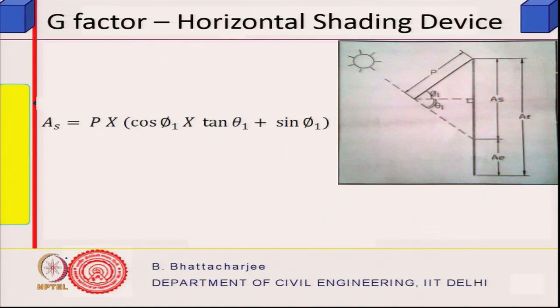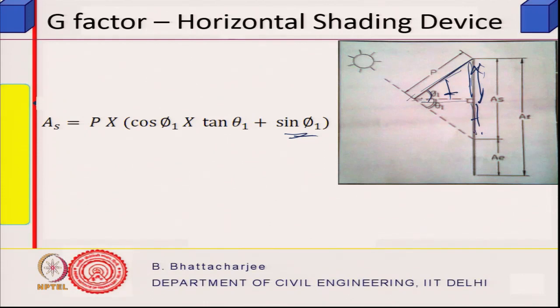So AS then is equal to, from geometry simply, P sin theta, right? P is the length of the inclined shading device. So how much is this one? AS is equal to this plus this plus this, right? So how much is this one? This is P sin theta, P sin phi 1, because this angle I am calling phi 1. And how much is this?